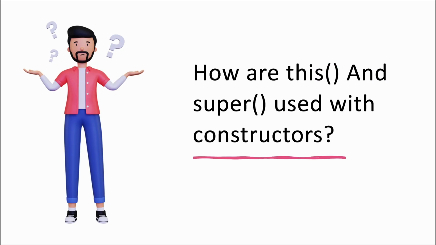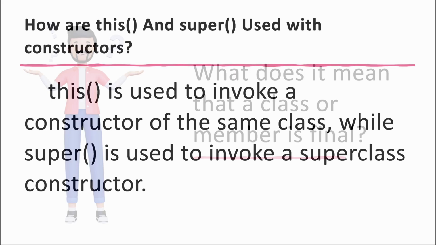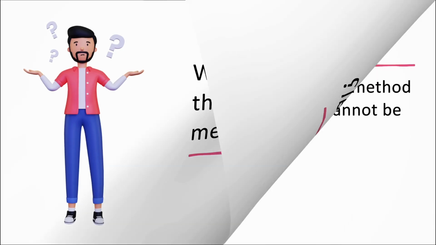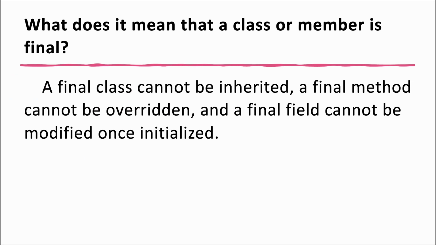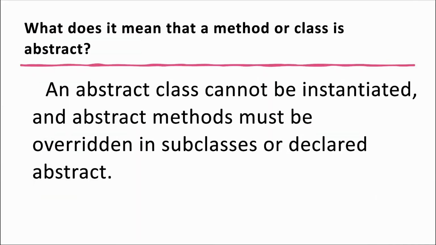Next question is, how are this and super used with constructors? An answer is, this is used to invoke a constructor of the same class, while super is used to invoke a superclass constructor. Next question is, what does it mean that a class or member is final? And answer is, a final class cannot be inherited, a final method cannot be overridden, and a final field cannot be modified once initialized. Next question is, what does it mean that a method or class is abstract? And answer is, an abstract class cannot be instantiated, and abstract methods must be overridden in subclasses or declared abstract.